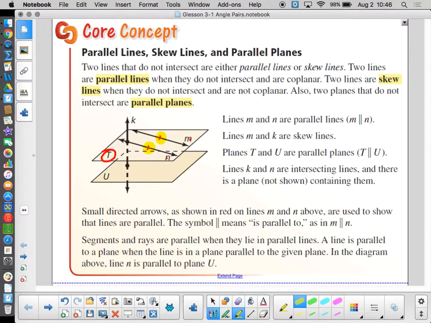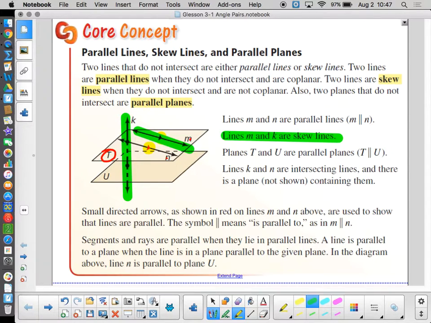Two lines that lie in different planes, such as line K here and line M, two lines that lie in different planes and do not intersect are not considered parallel. They are considered skew. Right here, lines M and K are skew lines. So just saying two lines that don't intersect is a definition of parallel really isn't sufficient. It's what we've always done in the past, but now we see that there are certain situations where two lines don't intersect where they are not parallel, they are skew.